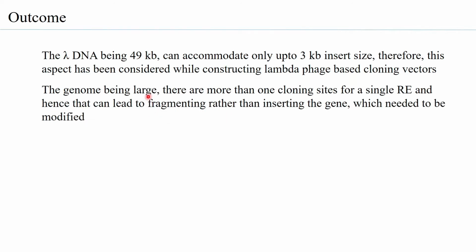The genome being large, there are more than one cloning site, say for a single RE. And if that is the case, then it will lead to the DNA getting converted into smaller fragments, which can rearrange, but then due to rearrangement, there may be a regulation amiss. That means you can have the gene clusters getting deregulated, and therefore it will not work as efficiently as it should.